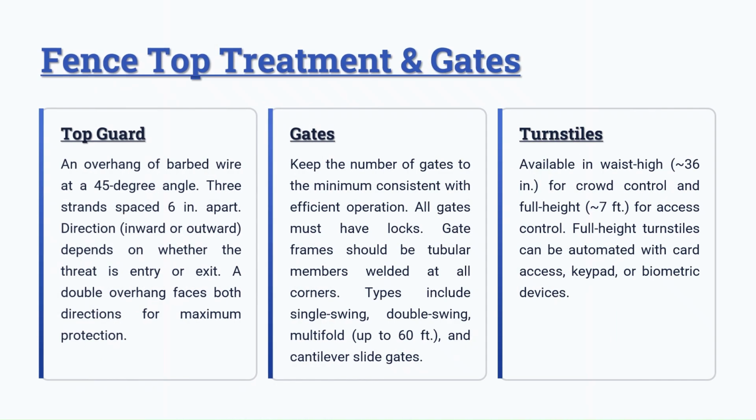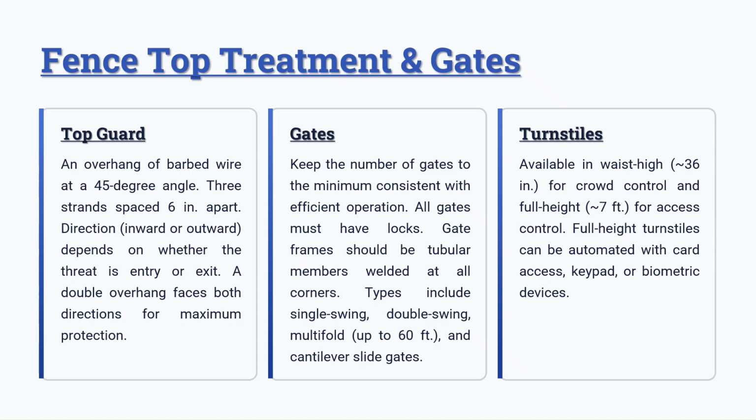Fence top treatments and gates significantly influence the effectiveness of perimeter security. Top guards, such as barbed wire angled outward or inward, increase deterrence and make climbing more difficult. The direction of the angle often depends on the expected threat. Gates must be carefully designed, not just for access, but also for security. They should match the strength of the fence and include proper locking mechanisms.